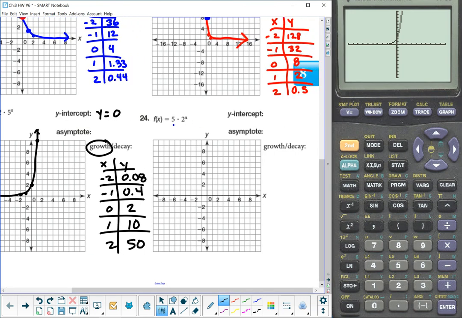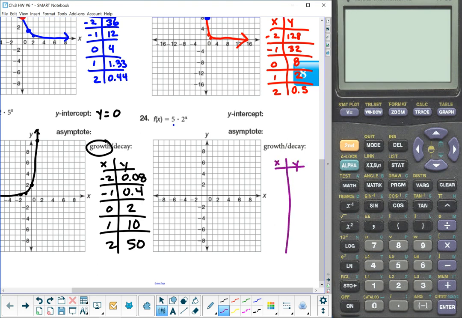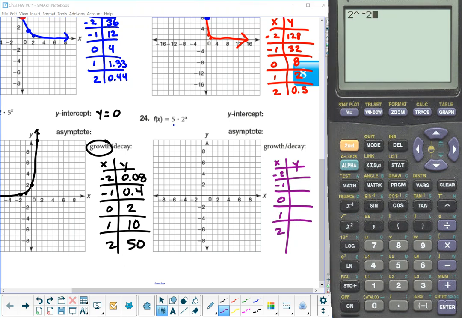Okay, last one for this page. 2 to the x power. So we'll use purple for that. So we got x and y. 2 to the x power. So you're going to use -2, -1, 0, 1, and 2. All right, so 2 to the -2 power, we get 0.25, and we're going to times it by 5. So we get 1.25.